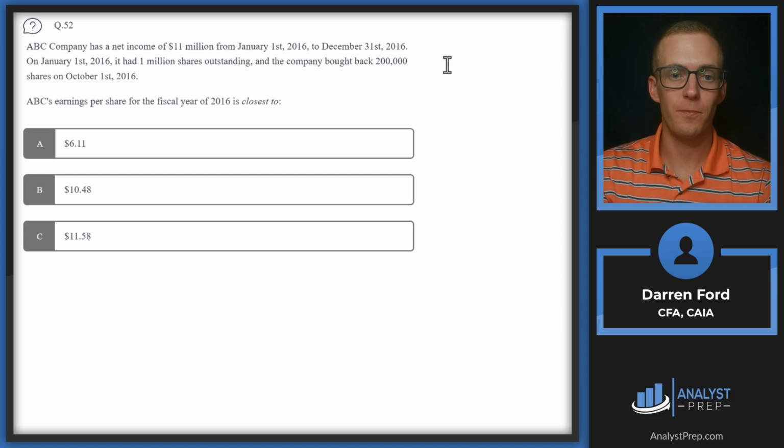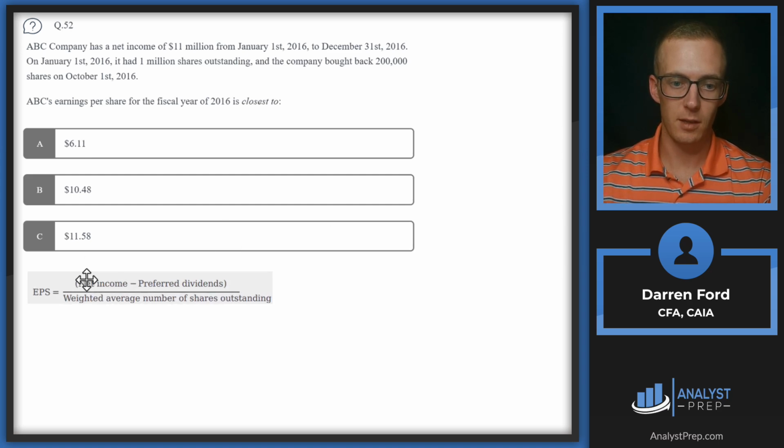Question 52. ABC Company has a net income of $11 million from January 1st, 2016 to December 31st, 2016. On January 1st, 2016, it had 1 million shares outstanding, and the company bought back 200,000 shares on October 1st, 2016. ABC's earnings per share for the fiscal year of 2016 is closest to. So we're going to be using our basic EPS formula for this problem here.